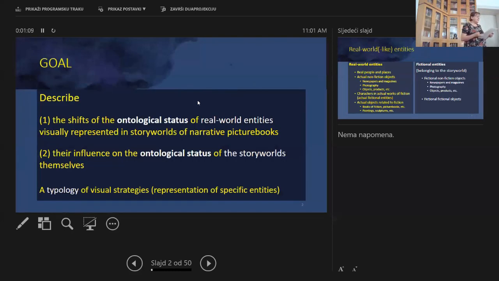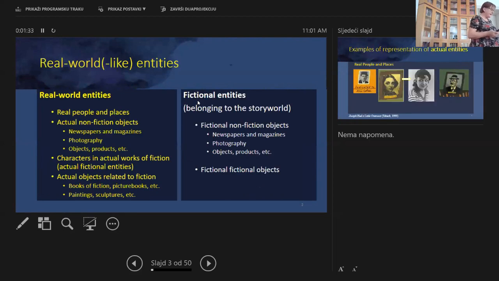So, yes. In particular, my goal is to describe the shift of the ontological status of real-world entities depicted in narrative picture books and to understand the influence on the ontological status of the story worlds themselves. I also hope to propose a simple typology of visual strategies used to represent specific entities. I discovered two groups of entities related to the real world, those belonging to it and those belonging to the fictional world. There are several categories of people and objects, and I'll show examples of most of them.